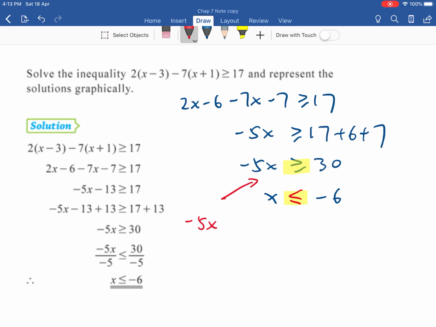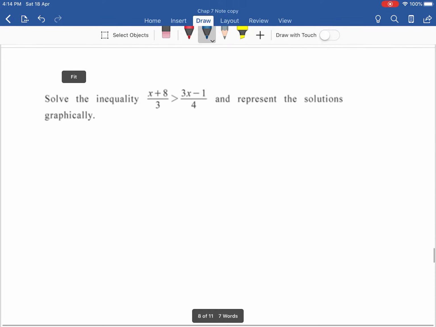If you're not sure, I add this step. Minus 5x over minus 5 is greater than, oh sorry, here is 30 divided by minus 5. But you are dividing by a negative value again, so you have to change the inequality sign from greater than to smaller than. You may add this step, but after some time, if you're familiar with this kind of work, there's no need to do so.